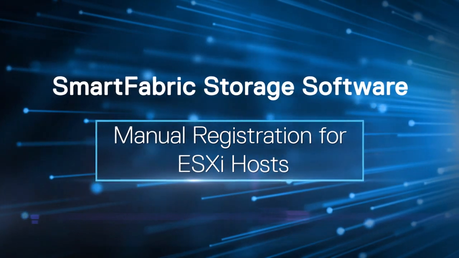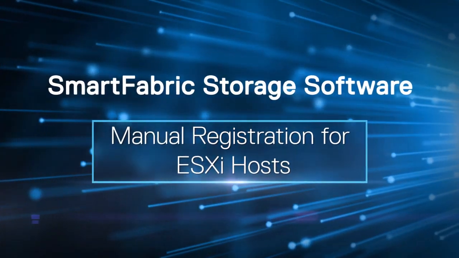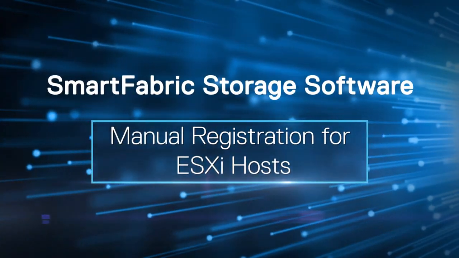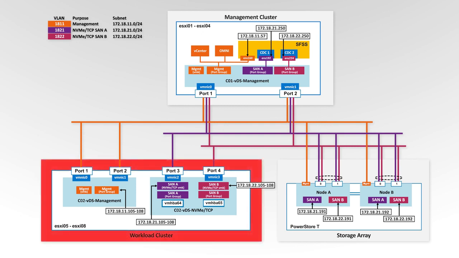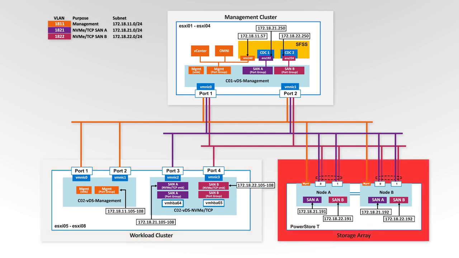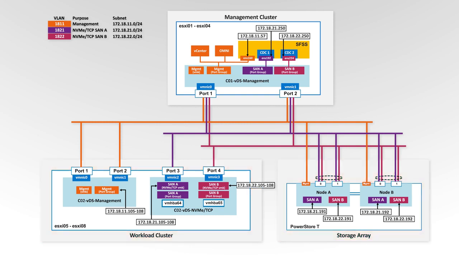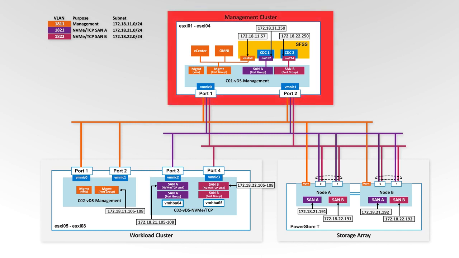This video series walks through the deployment and initial configuration of SmartFabric storage software. In this example deployment, the topology consists of ESXi NVMe over TCP hosts in the workload cluster, a PowerStore T storage appliance, and the SFSS virtual machine in the management cluster.